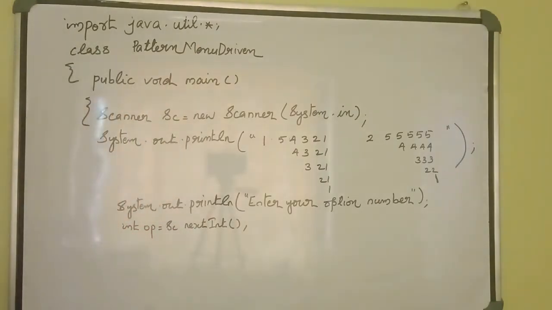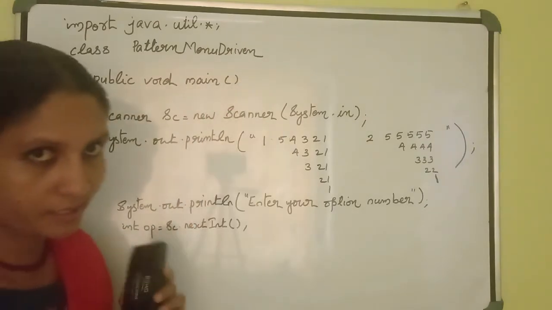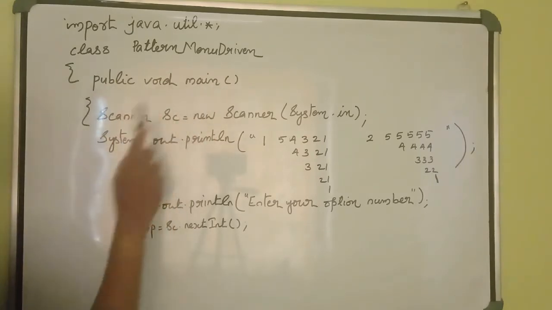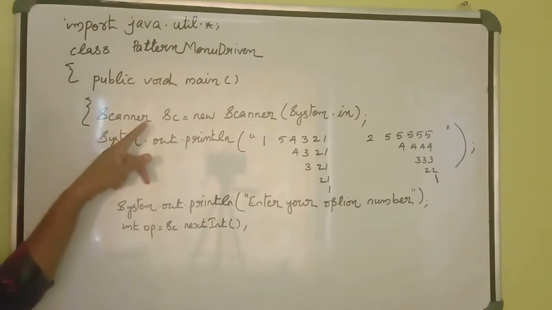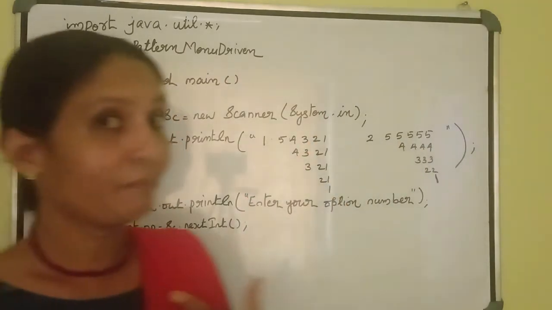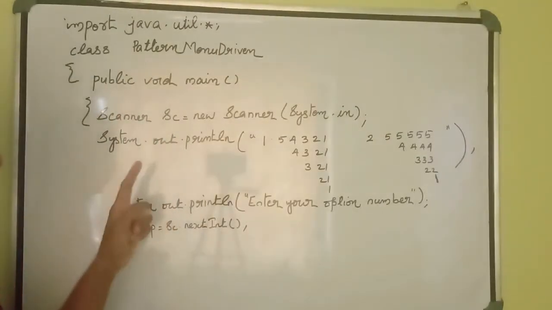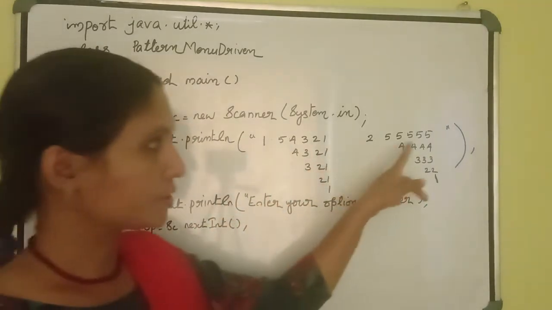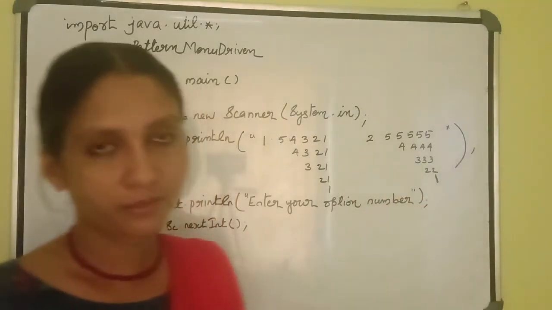All are the same. For the class name, I am giving PatternMenuDriven. Then open the curly bracket, then public static void main. First you have to open a function. Then create a Scanner class object: Scanner sc = new Scanner(System.in). For the menu driven program, we have to display the menu first. For that purpose, I write System.out.println with the first option as this pattern and the second option as this pattern, close the inverted commas, then close the bracket, then semicolon.